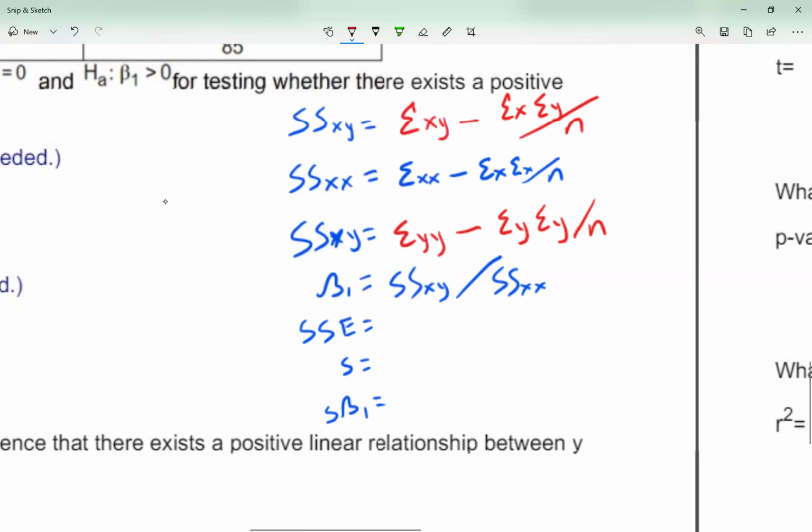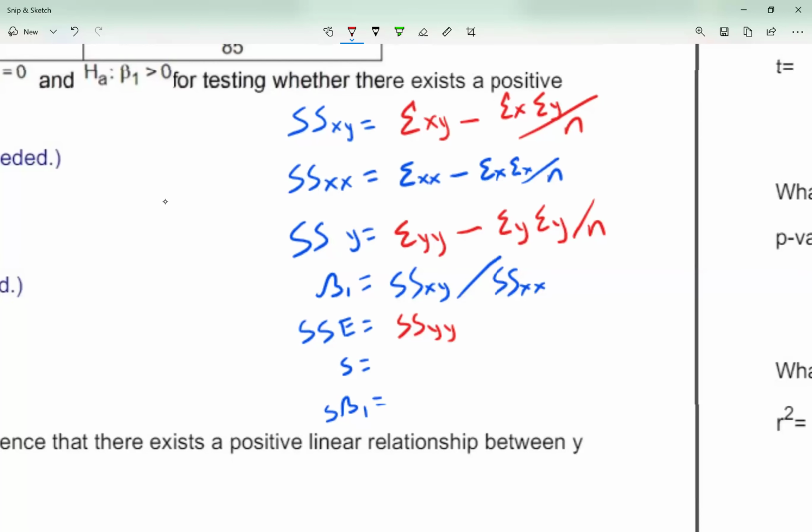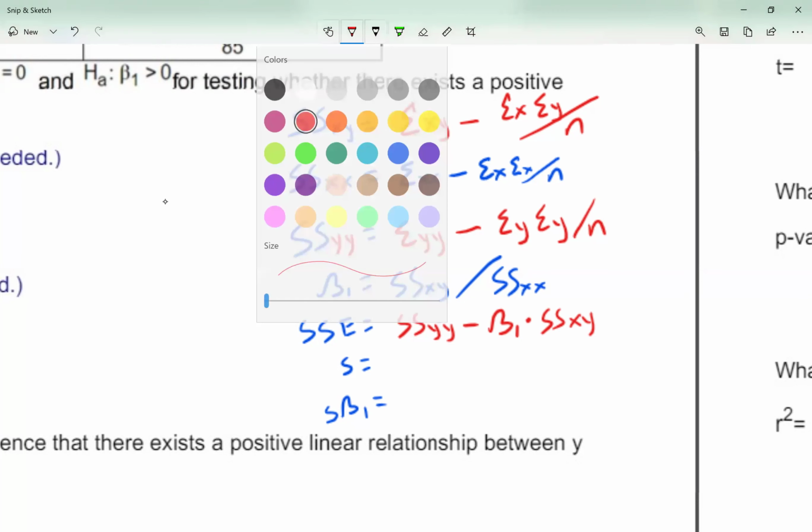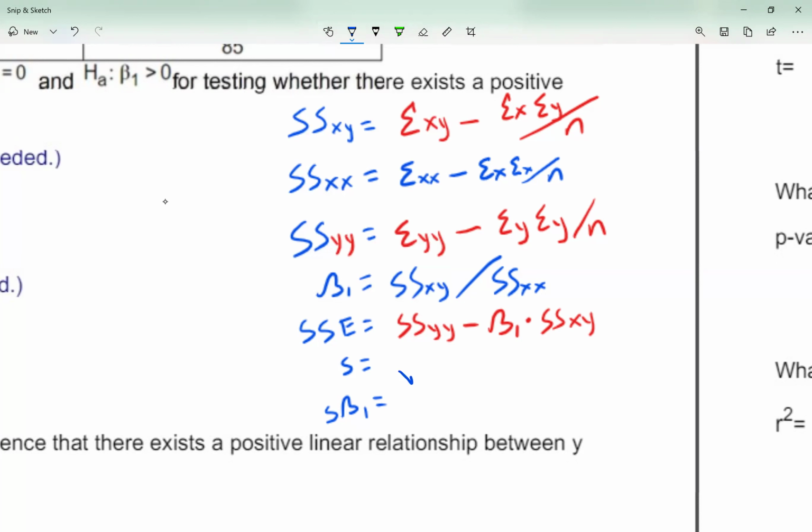Like I said, I'm alternating between red and blue so we don't get confused. My sum of the squares of my error is going to be my sum of the squares of yy. Remember, that's this one. Sum of the squares of y, minus beta 1 times sum of the squares of xy. Now my standard error is going to be a square root. Inside the square root, I'm going to have a fraction: my sum of the squares of my error divided by, at the bottom, n minus 2. Basically my degrees of freedom.